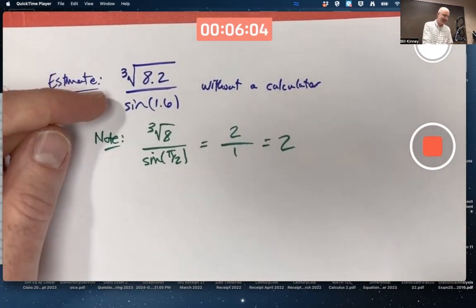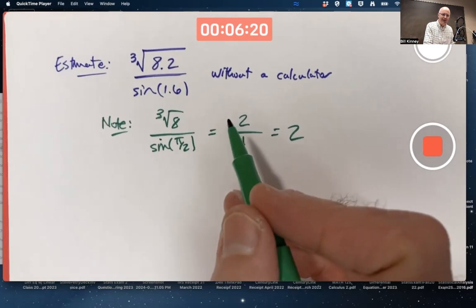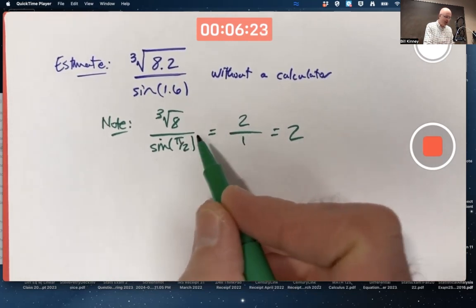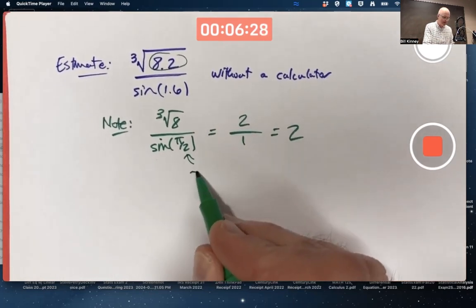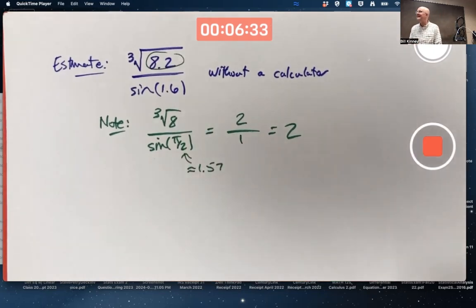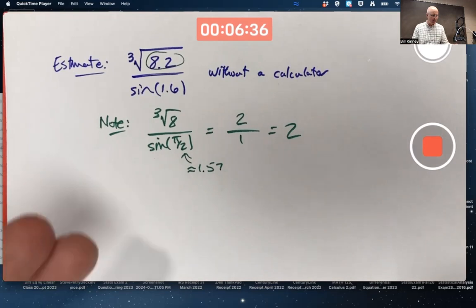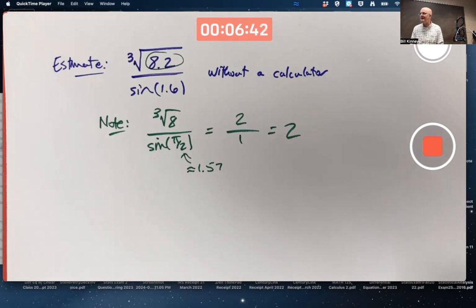Okay, so you could say, hey, Captain, the answer is 2. No, sorry, I want something better. I want a better approximation. I want it good to one decimal place, and you have to be pretty sure of your answer, or you have to be right. Why did I pick 8 and pi over 2? Notice that 8 and 8.2 are close together. And pi over 2 is about 1.57, and 1.57 and 1.6 are close together. That's part of why I picked 8 and pi over 2, and also partially because the cube root of 8 and sine of pi over 2 are easy to figure out.